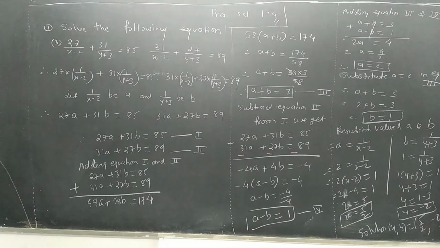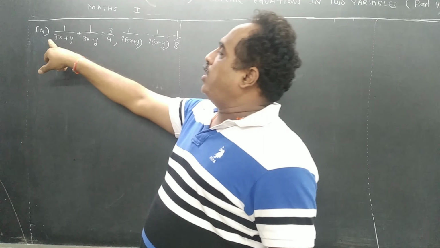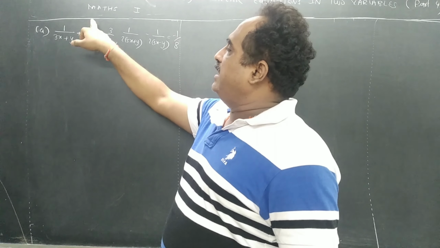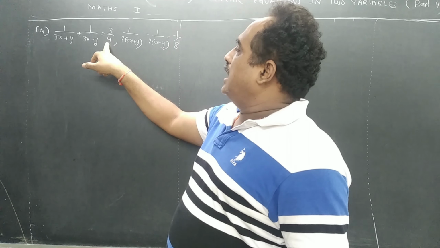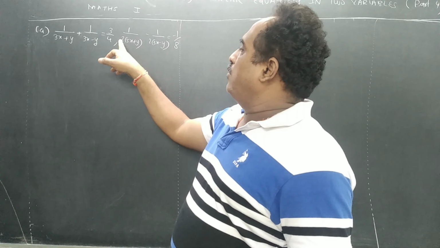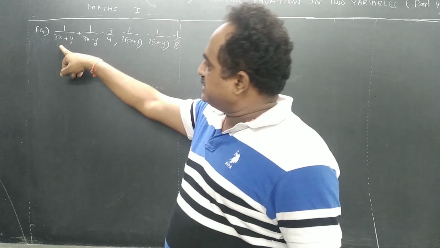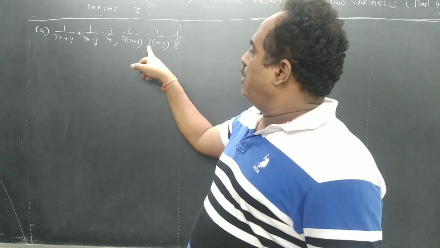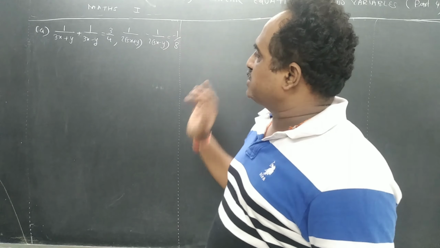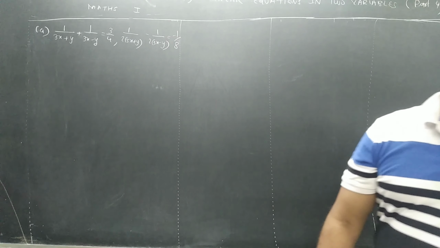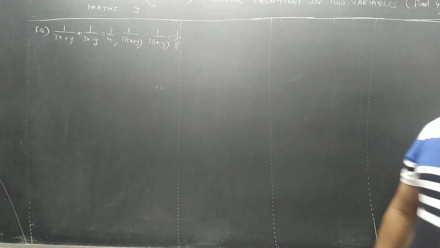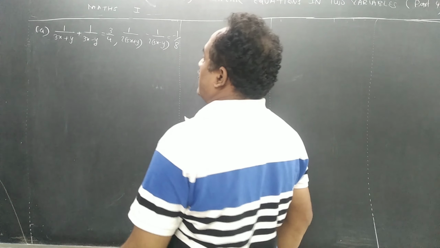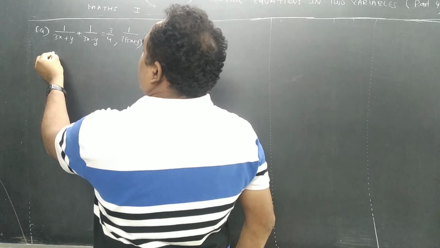See the fourth question here, what they have given to you. 1 upon 3x plus y plus 1 upon 3x minus y is equal to 3 by 4, and 1 upon 2 in bracket 3x plus y, minus 1 upon 2 in bracket 3x minus y is equal to minus 1 upon 8. This is the question. Is it right?